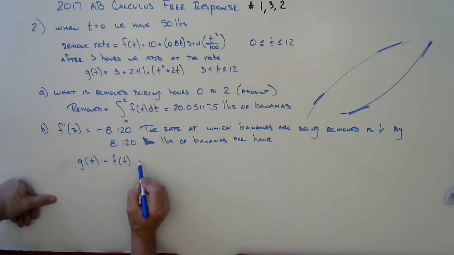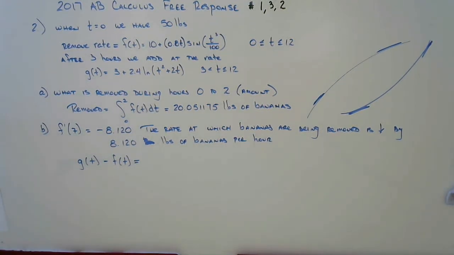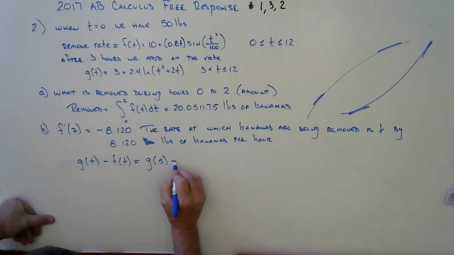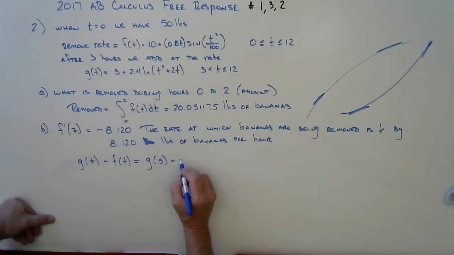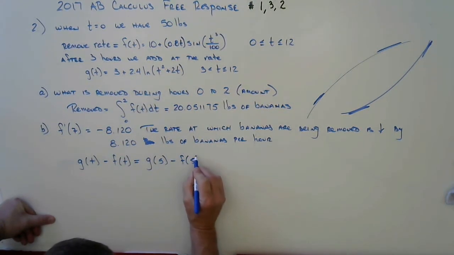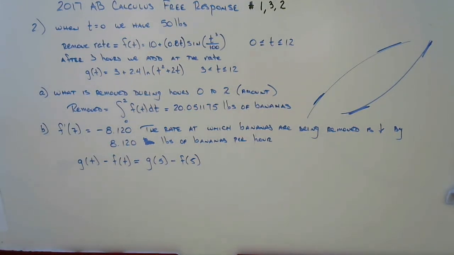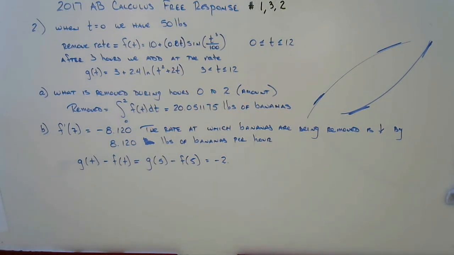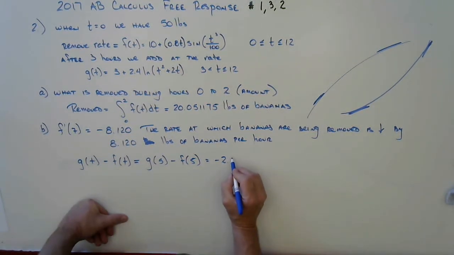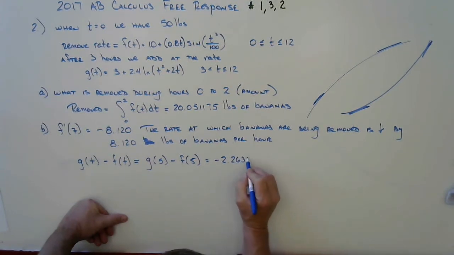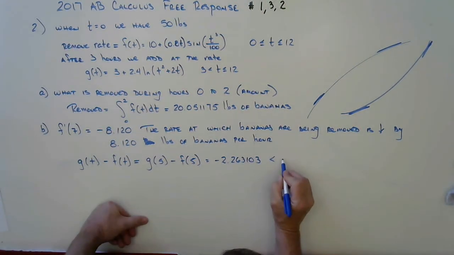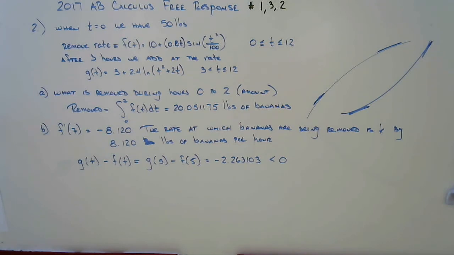minus our removal rate, the rate we're adding them, minus the rate the customers are buying them, and we're going to see if this is positive or negative, right? So that's going to be G of 5, which we're going to find with our calculator, minus F of 5, again something we're going to find with our calculator, and we get negative 2.263103. Now that's negative, right? This is less than 0.